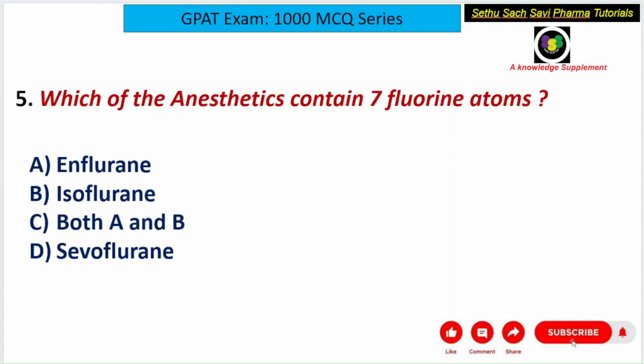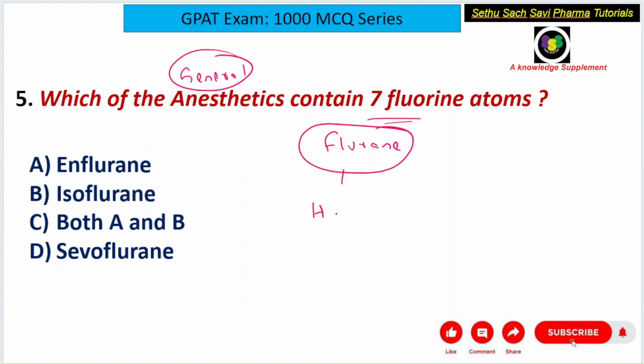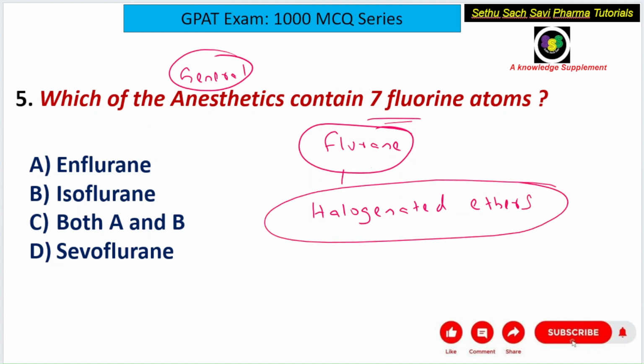Which of the following anesthetics contain 7 fluorine atoms? So you know that enflurane, isoflurane, sevoflurane, all these are nothing but general anesthetics. So among these general anesthetics, which contain 7 fluorine atoms? Remember, all these drugs whose names end with flurane are nothing but halogenated ethers. They are ether compounds and contain halogens. That is why all these compounds belong to a class called halogenated ethers.